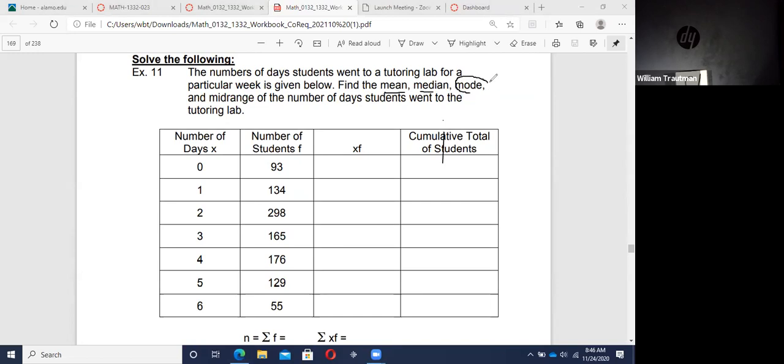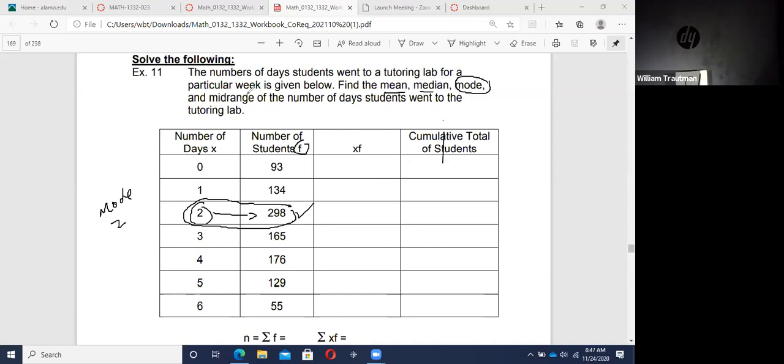Mode is the one that occurs the most often. Mode, the one that occurs the most often, is the highest frequency. So if we look, 2 is our mode. This occurs 298 times. So 2 is our mode, and sometimes we call it a modal class. 2 occurs 298 times, the most often, so that's our mode.